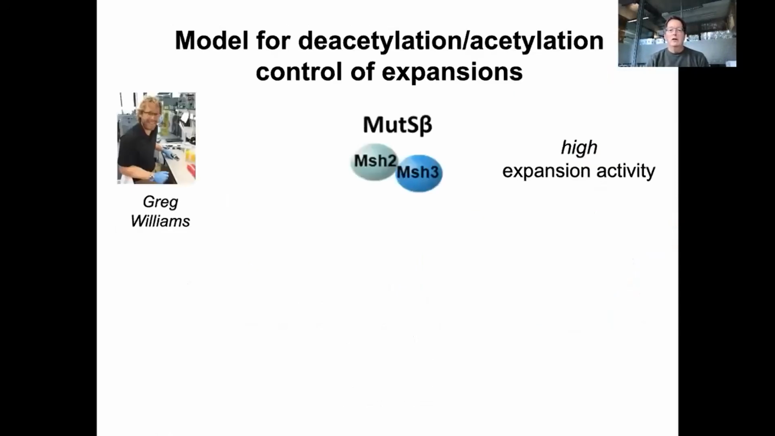So this is the work of Greg Williams, and Greg hypothesized that mu-beta is present in two forms. One form is deacetylated, so no acetyl groups on the lysine side chains. And in this model, we presume that that form of mu-beta has a very high expansion activity. There's lots of expansions if mu-beta looks like this.